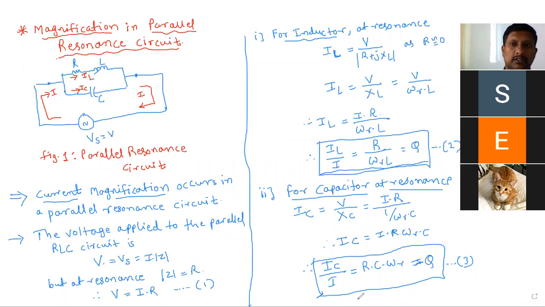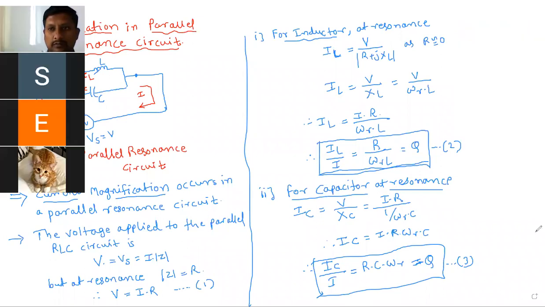So what do you conclude from equation number 2 and 3? What is magnification? Q is equal to IL by I and IC by I. So Q is equal to IL divided by I or IC divided by I. From this we can define the magnification.